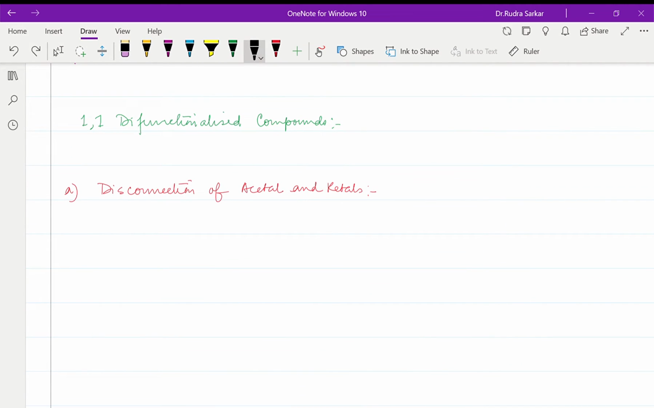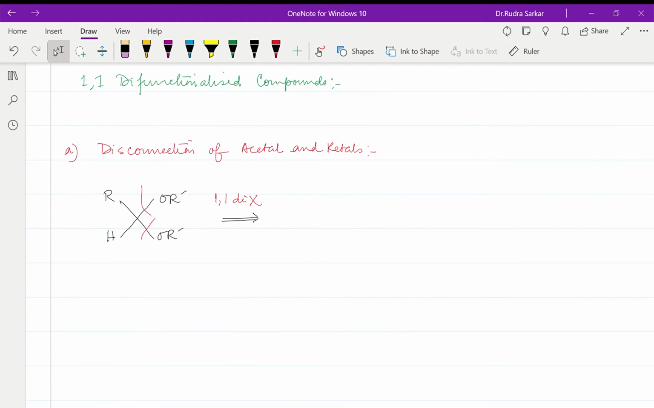So what are acetals and ketals? When we are saying acetals, we have an R, H and OR prime molecule, for which we can disconnect over here, and this type of disconnection is called 1,1 DIX, meaning disconnection. This is our retrosynthetic arrow. Okay, this is the retrosynthetic arrow as discussed before.